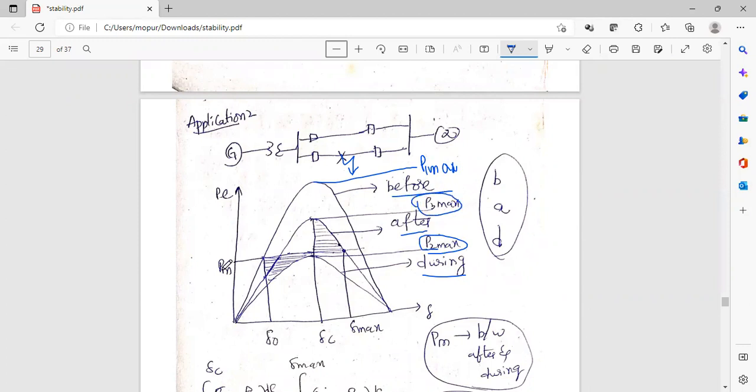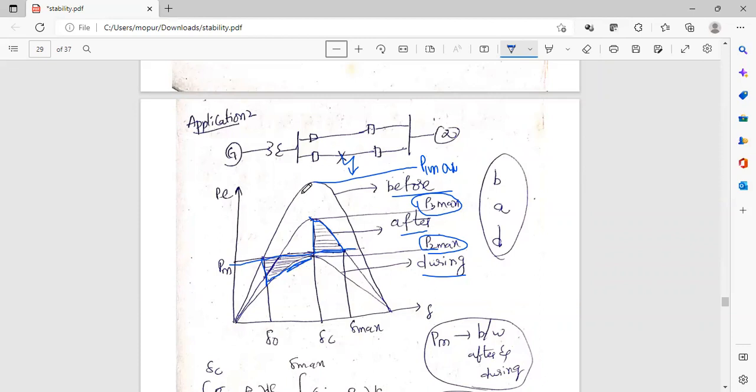Now in this is the mechanical power PM. Now here what should be equal? This area should be equal to this area. How will we equate?